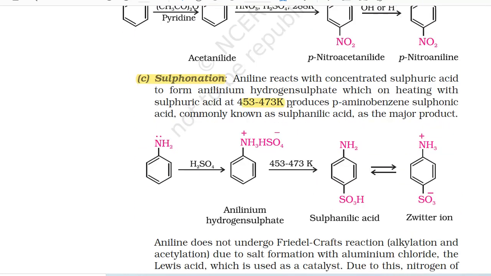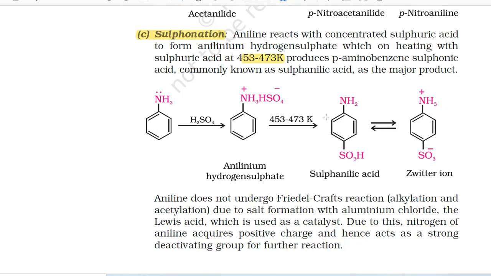C. Sulfonation. Aniline reacts with concentrated sulfuric acid to form anilinium hydrogen sulfate, which on heating with sulfuric acid at 453 to 473 Kelvin produces para-aminobenzene sulfonic acid, commonly known as sulfanilic acid, as the major product.